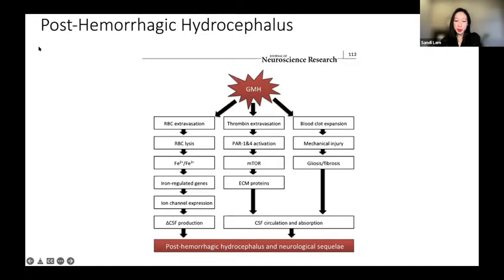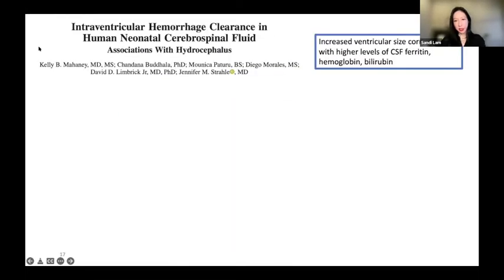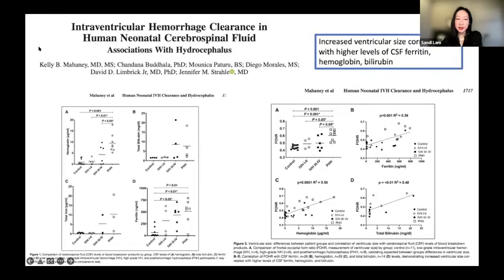So I won't get into the basic science, but understanding that there's an environment where the blood clot, as it is undergoing lysis, is contributing to higher levels of hemoglobin, bilirubin, and iron, that's associated with increased ventricular size clinically.